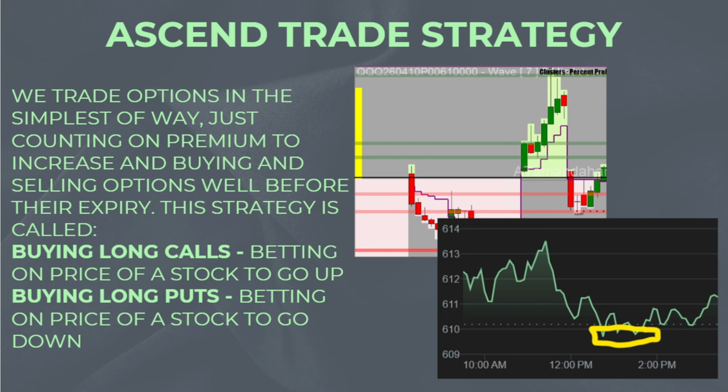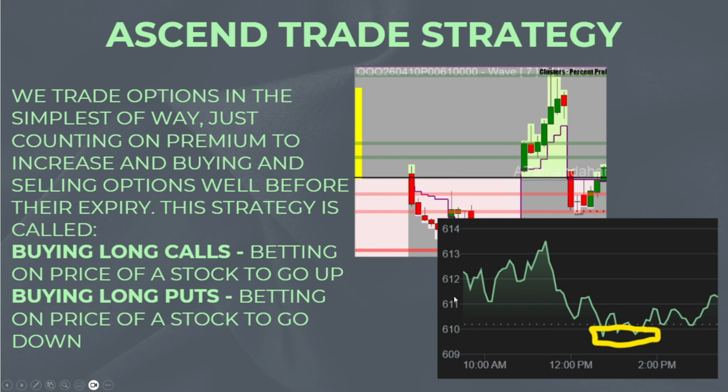Similar with calls, right? If they buy calls, we're anticipating the stock price to go up and the associated premium with those contracts to increase as well. And so we are going to be buying and selling these contracts well before they expire. I would say this is the simplest and cheapest way to trade options, and really the only way Bao and I are going to be doing callouts in regards to options as well.